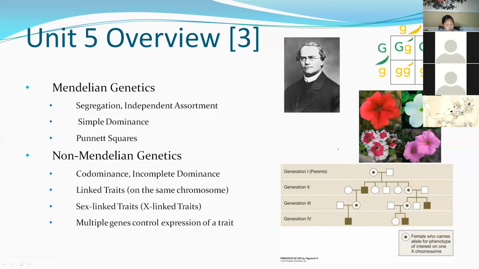Okay, then we move on to genetics. Mendelian genetics are the ones that you learn first because they're the simplest form of genetics. In Mendelian genetics, there are two laws: the law of segregation and the law of independent assortment. Segregation means only one allele codes for each trait, while independent assortment means their traits are not linked at all.